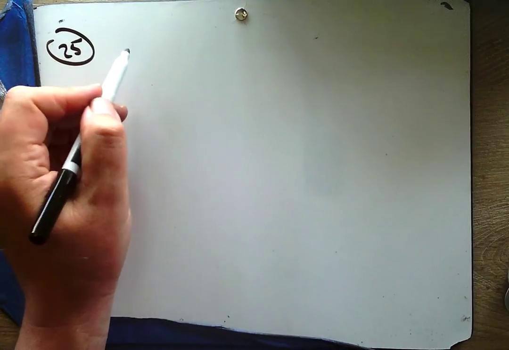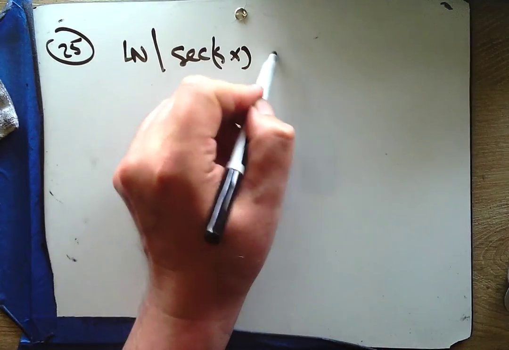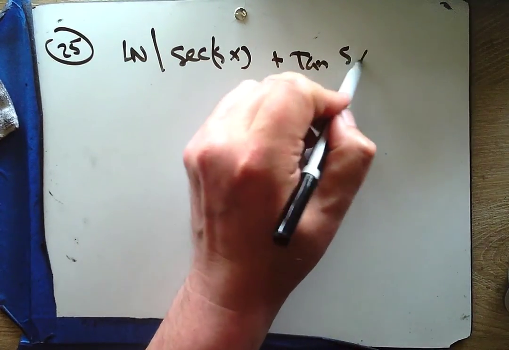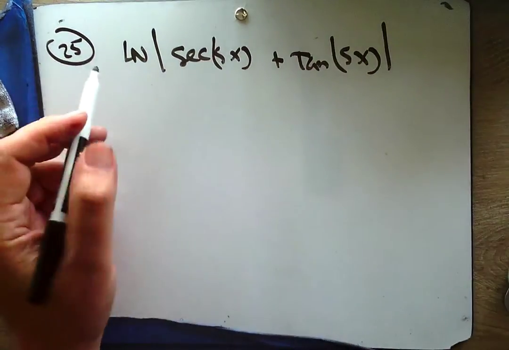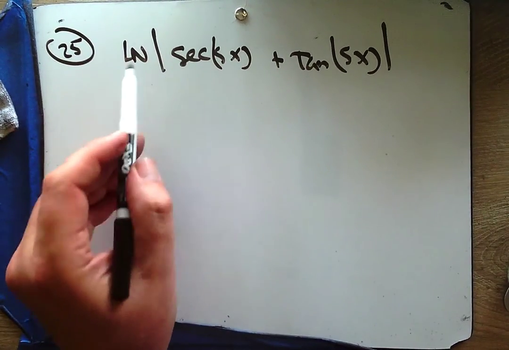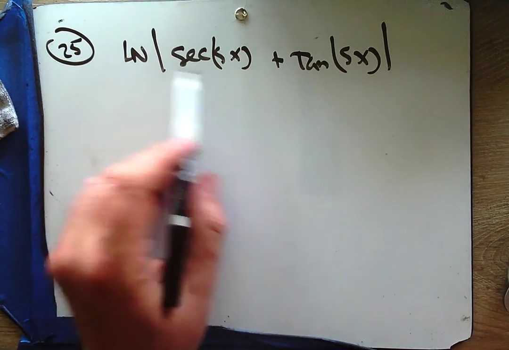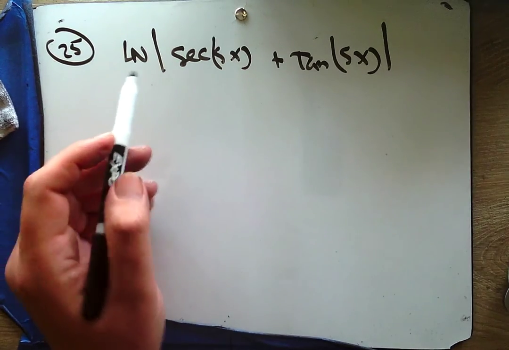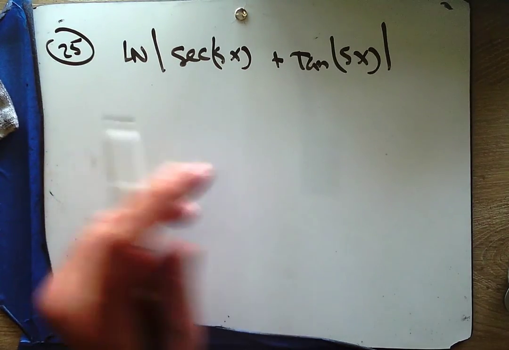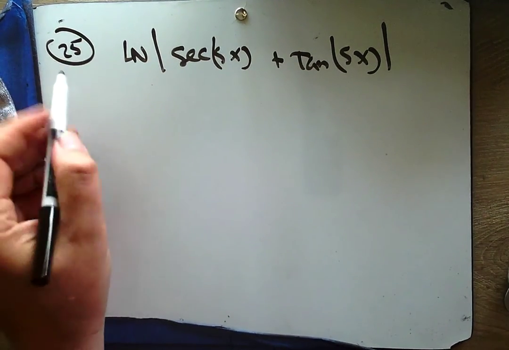25. We've got ln of secant 5x plus tangent 5x. So the ln isn't going to be eating any negative stuff, and that's fine, but it's not really going to affect anything I do for the purpose of derivative. If this were honors AP Calc, maybe it would.